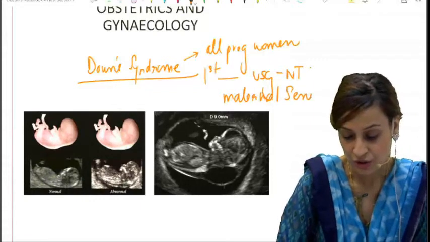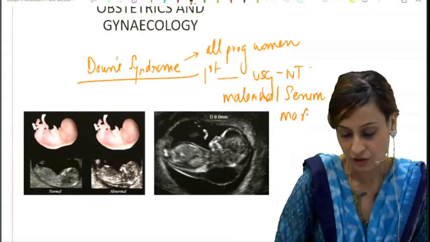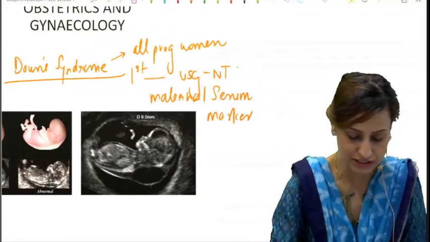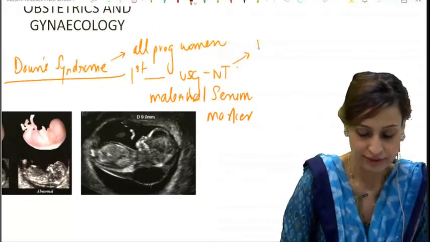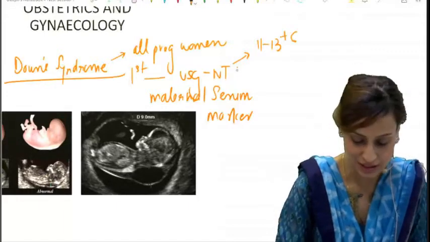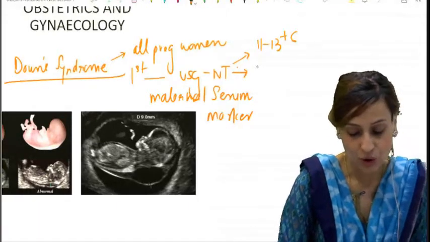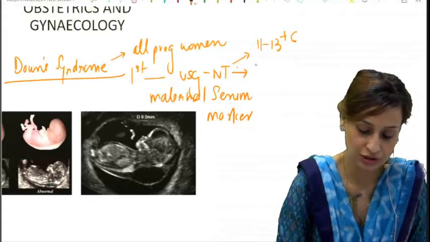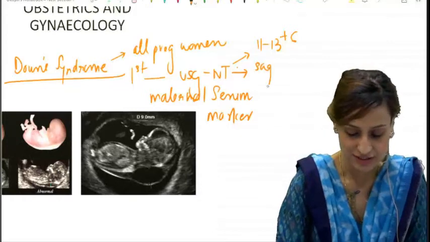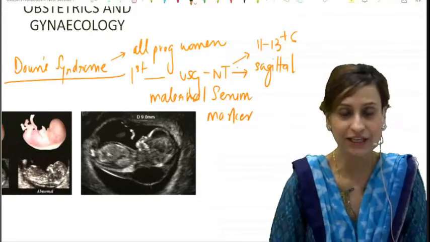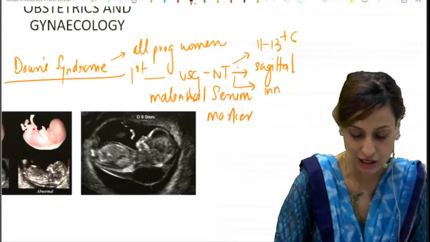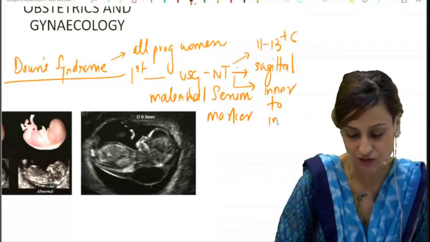Or you could do both of these. So when you do ultrasound for NT, this is what you need to know about it: this should ideally be done between 11 to 13 plus 6 weeks. And when you are taking this, the plane in which you're going to take the section has to be the sagittal plane, a strict sagittal plane. The markings that you will take are going to be from inner to inner margin.